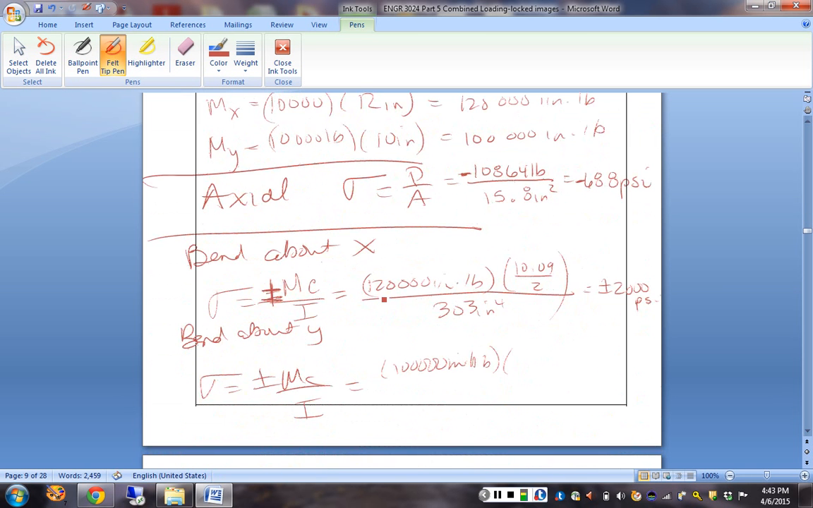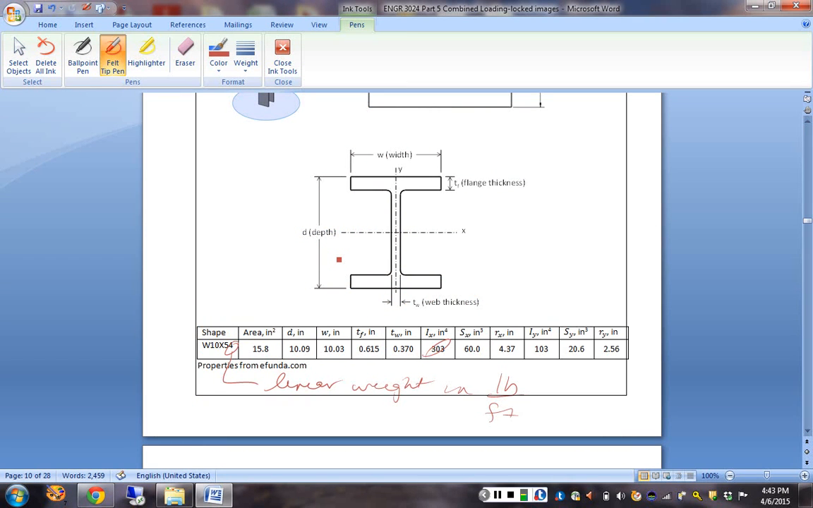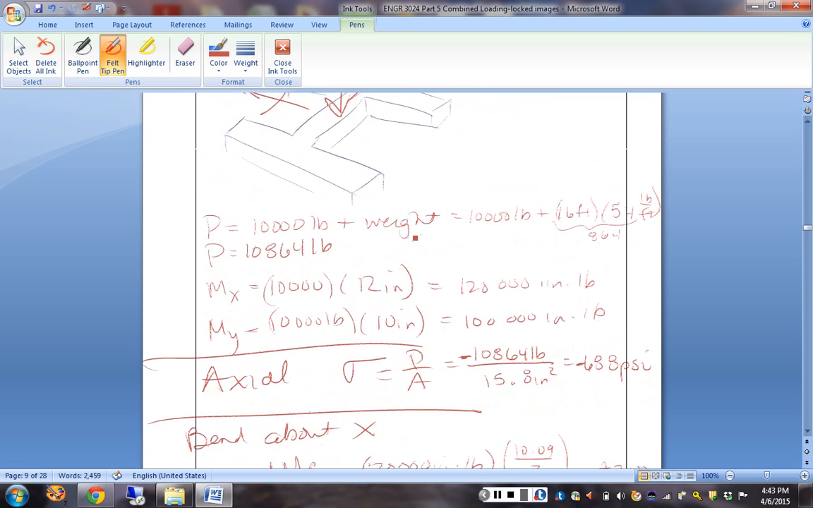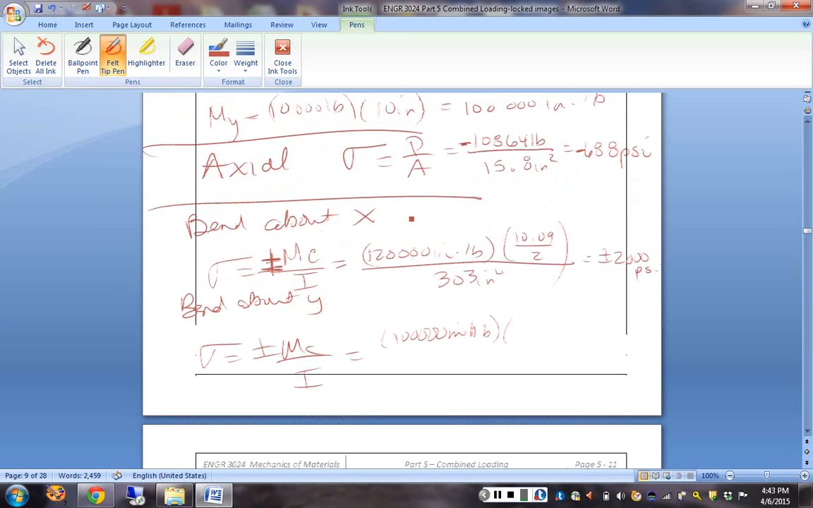10.03 divided by 2. Everybody see where that one came from? Okay, back up here on the drawing. We're talking about bending about Y this time. So what is that? That's the width. Width is that divided by 2. So this is 10.03 divided by 2.